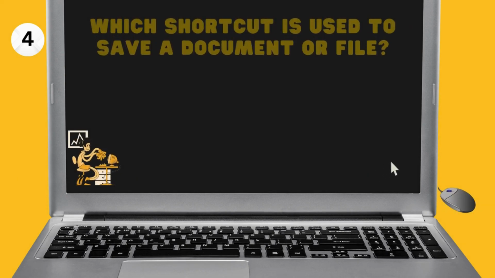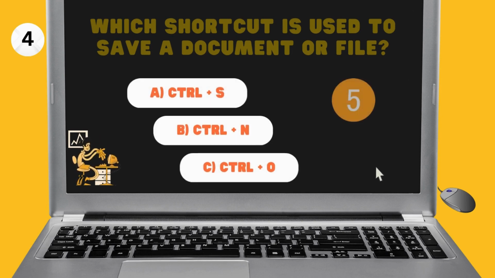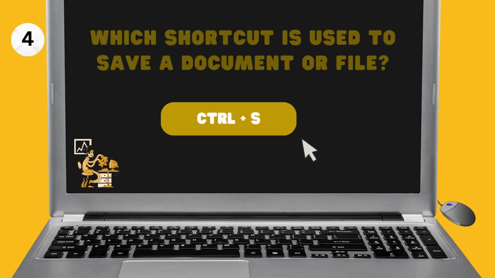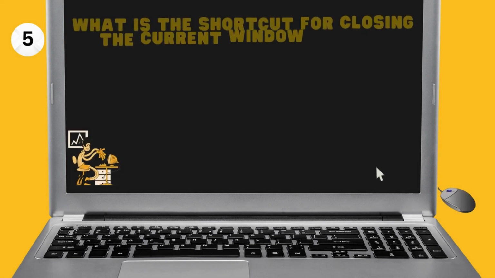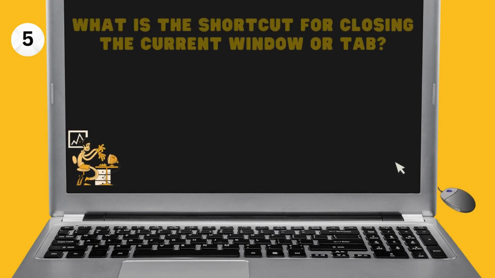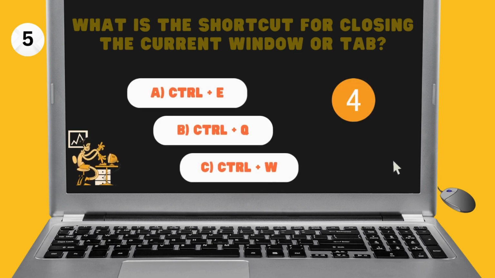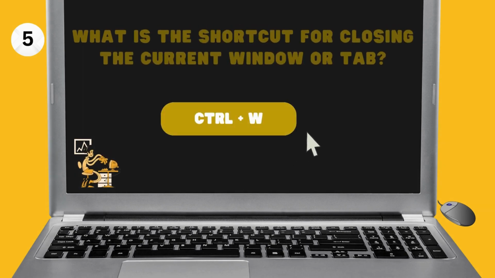Which computer shortcut is used to save a document or file? It is Ctrl and S keys applied together. What is the shortcut for closing the current window or tab? It is Ctrl and W keys applied together.